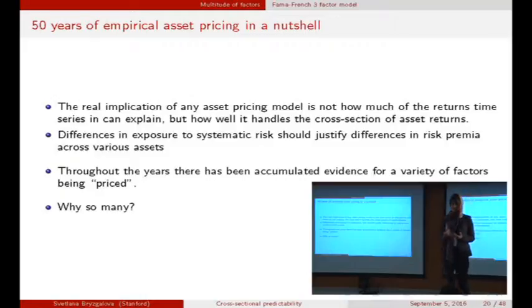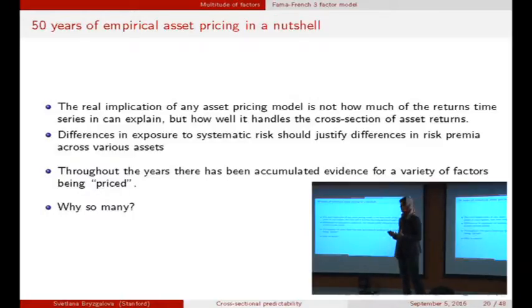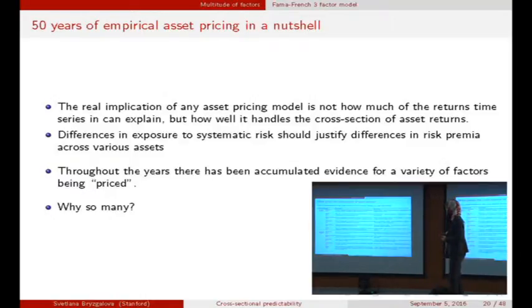So at this stage, we have several hundred different factors that have been advocated in different papers as significant determinants for the cross-section of stocks. And this is why one of the questions we should be asking now is not just what prices asset returns, but why do we have so many things that seem to be pricing those asset returns?